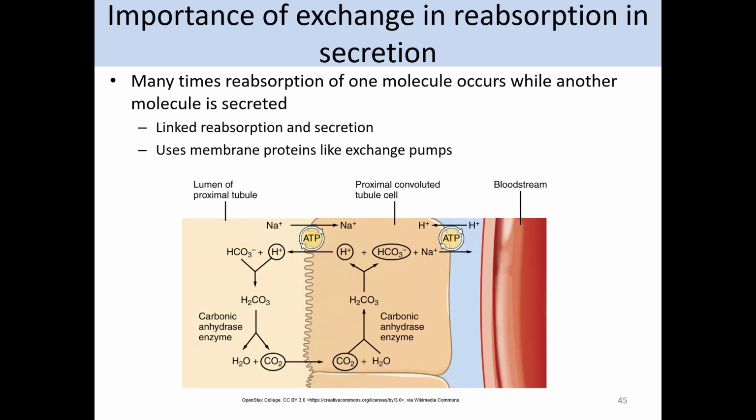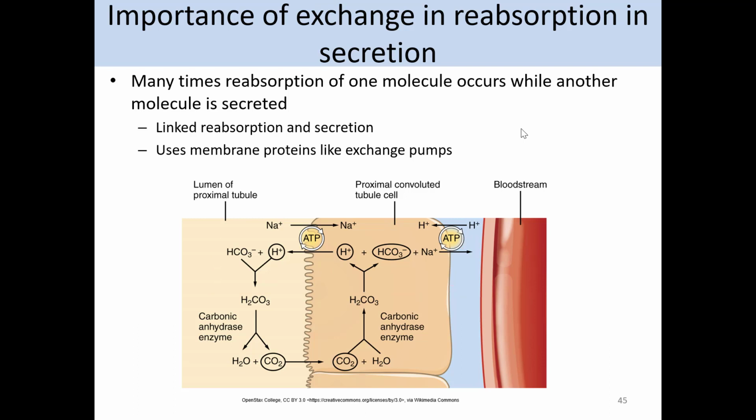I want to emphasize the importance of exchange in reabsorption and secretion. So we talked about that linked reabsorption and secretion process, where we're reabsorbing something while secreting another thing. These require membrane proteins like exchange pumps. In the picture here, we can see that embedded in both the basolateral and luminal membranes are sodium-hydrogen exchange pumps. These are active transporters. They require ATP.